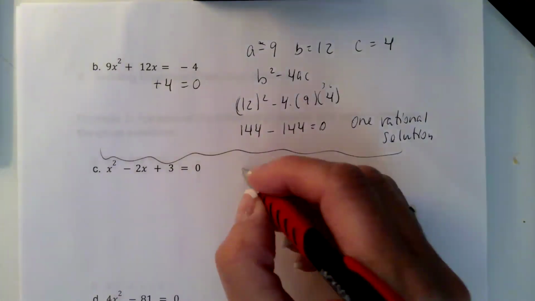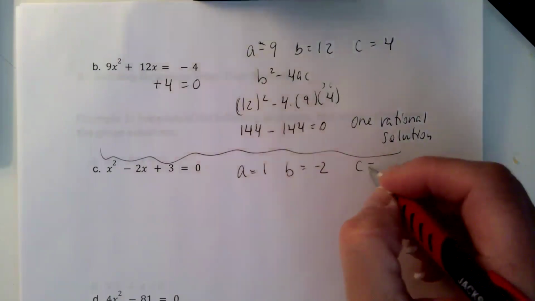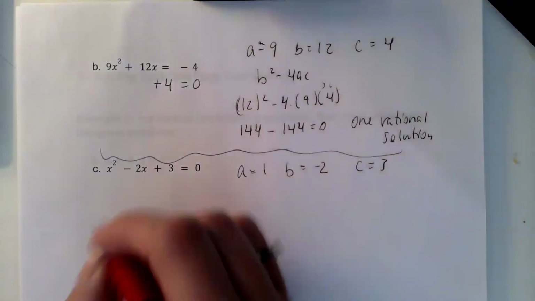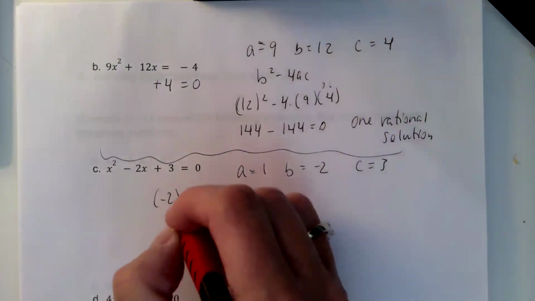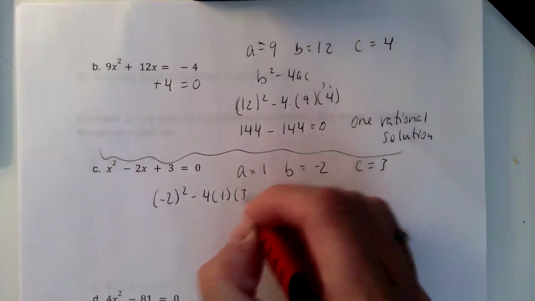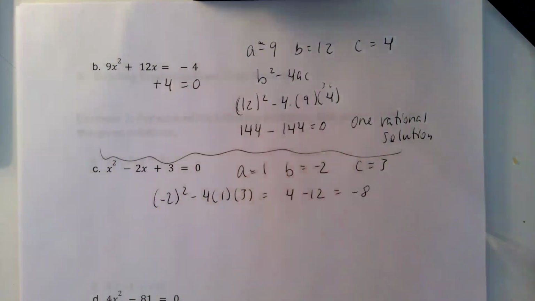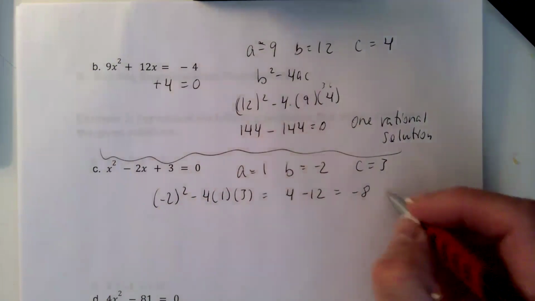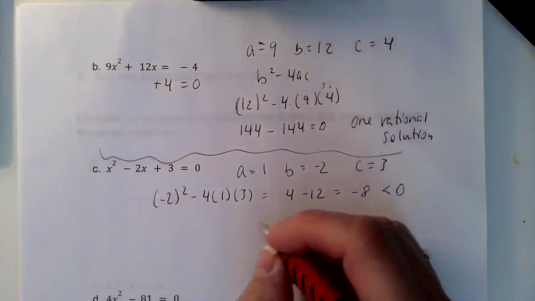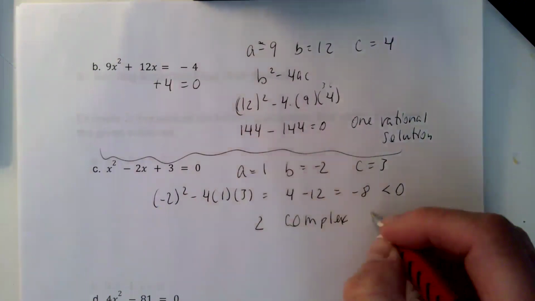For b, we have a is equal to 1, b is -2, and c is 3. So we have -2 squared minus 4 times 1 times 3, which is 4 subtracting 12, or -8. Because this is negative, we have two complex solutions.